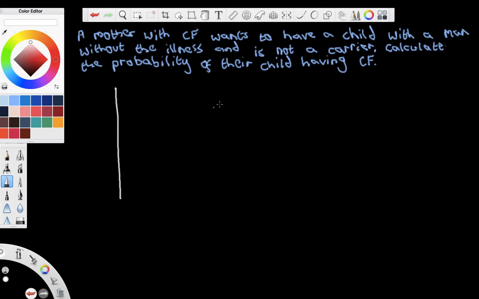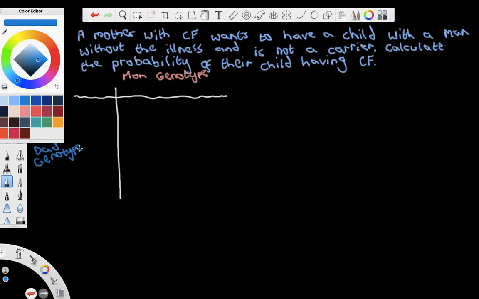So we would draw a Punnett square by drawing two lines that intersect in the top corner. We could put mom's genotype or mom's alleles on the top, and we could put dad's genotype or dad's alleles on the side. So dad, don't spell Gino with an M, dear. Dad's genotype on the side.